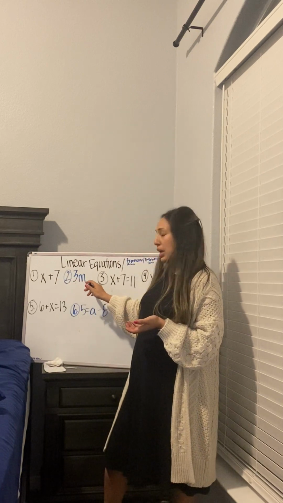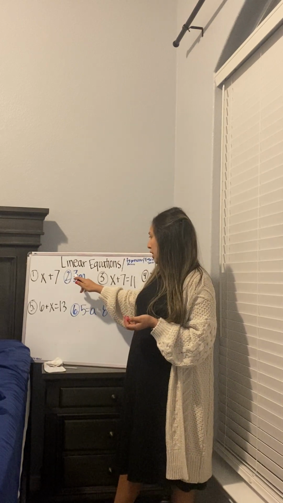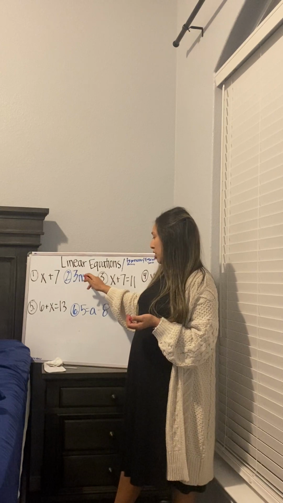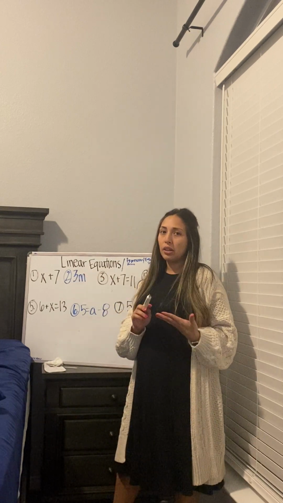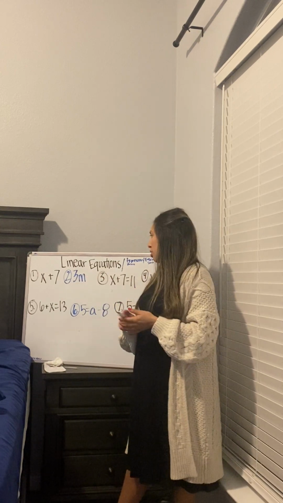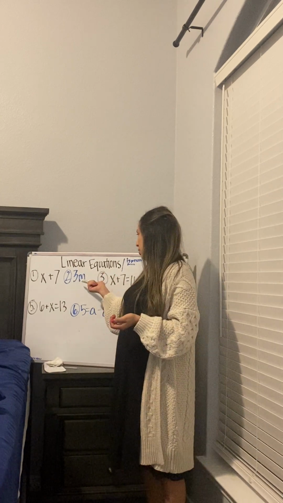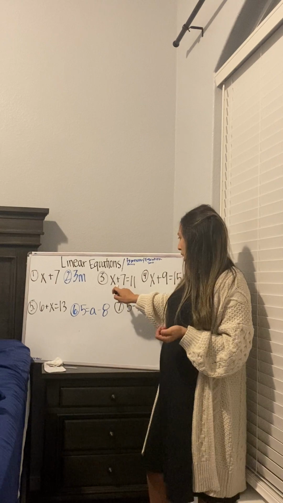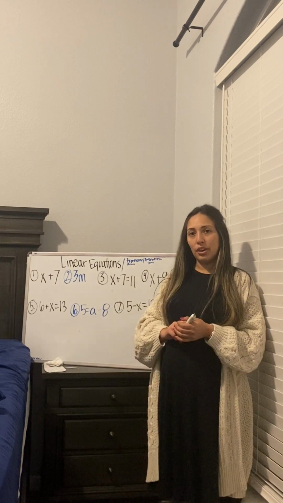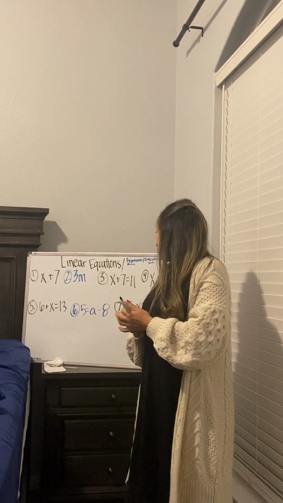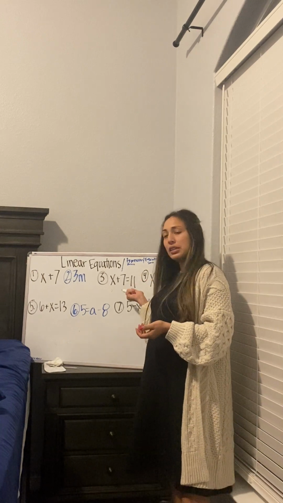What about 3m? Whenever it is a number with the variable, we know that it's multiplication. So there is no equal sign. So again, it is an expression. What about this one? X plus 7 equals 11. It has an equal sign, so that tells us it's an equation.